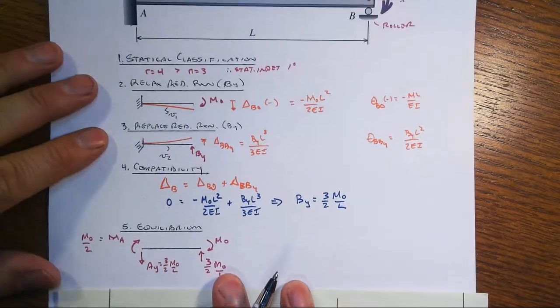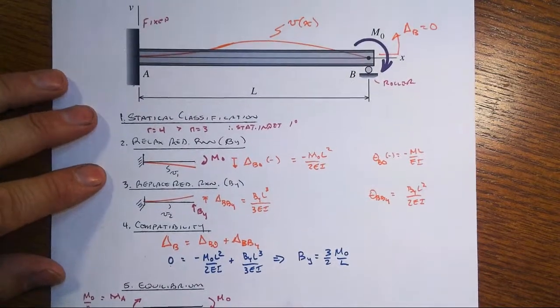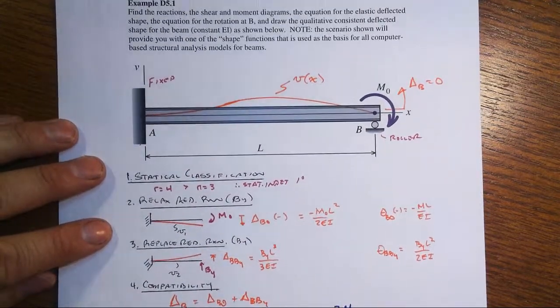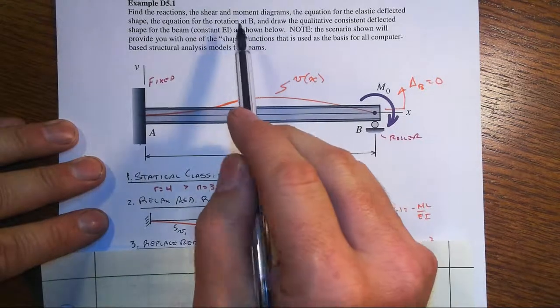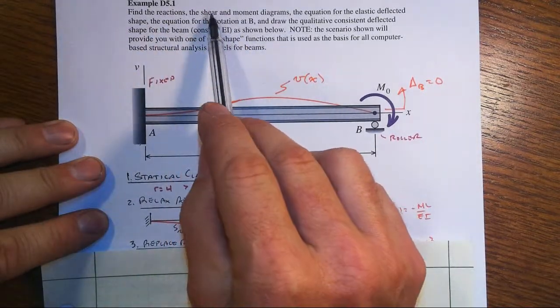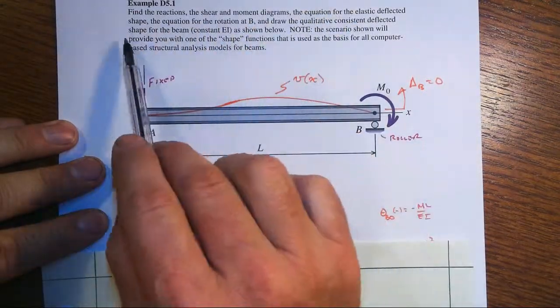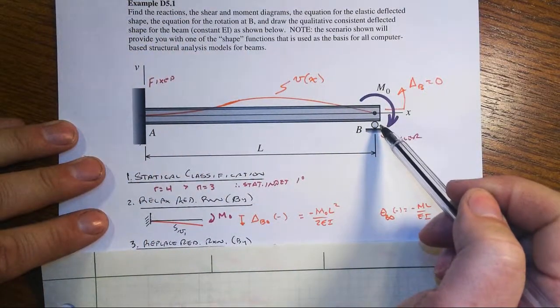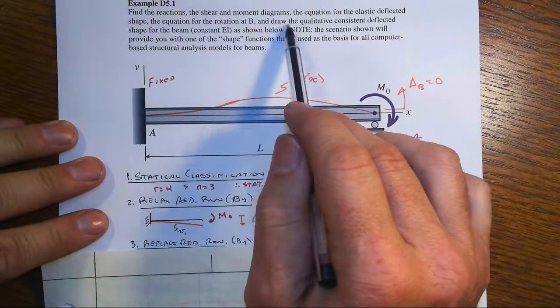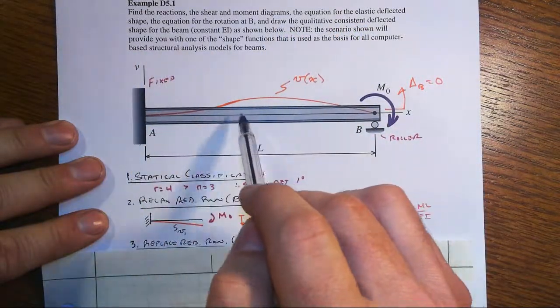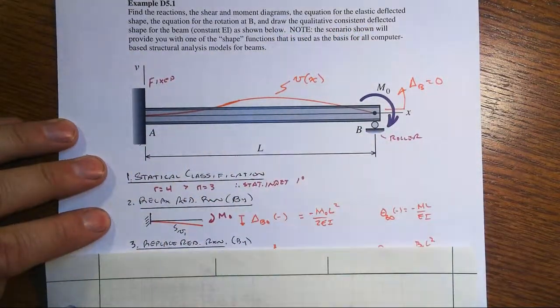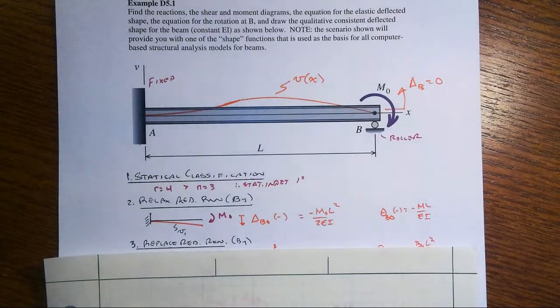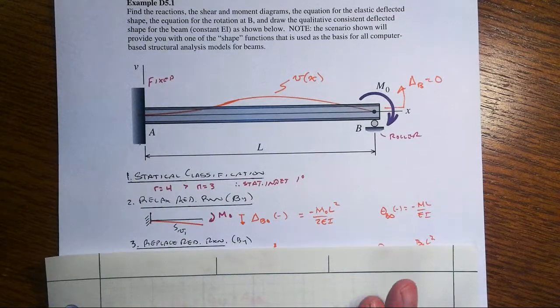Now that's not everything we've been asked to find. We're going to do the rest in another video. So we only found the reactions here. That's the first step. We need the shear and moment diagrams, the equation for the elastic deflected shape, the final equation for the rotation at B, and we actually already have the qualitative consistent deflected shape, but why is it going to look like that? Well, that will come, of course, from the composite moment diagram when we're done. That's what we'll do in some companion videos along the way.